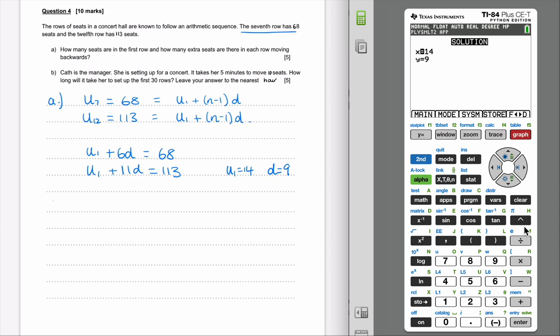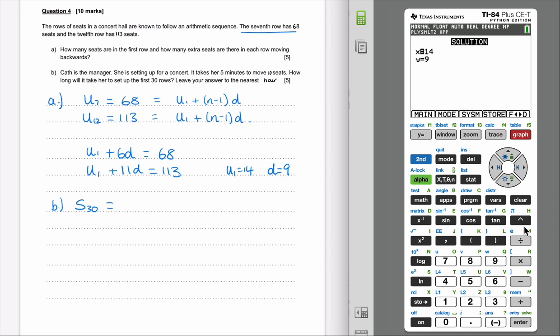And then part B, Kath is a manager and she is setting up for a concert. It takes 5 minutes to move 10 seats. How long will it take her to fill up the first 30 rows? So the first thing we need to work out is how many chairs are there in the first 30 rows. So we're finding the sum of the 30 rows.